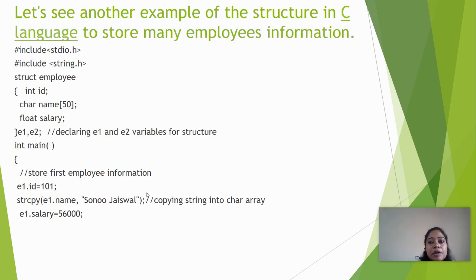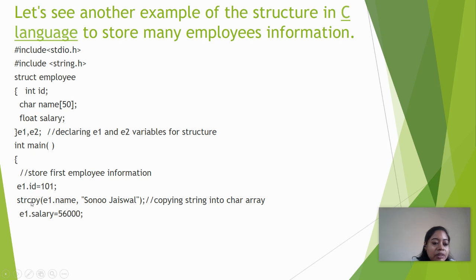Let's see another example of structure in C language to store many employees' information. So in the previous example, we have seen how we can store one employee's information. Now, how to store many employees' information? For storing many employees' information, you can use more than one variable, right? So the same as before, here we are doing the same, but we are adding one more variable, e1 comma e2. So like before, using the dot operator, we are storing the employee information.